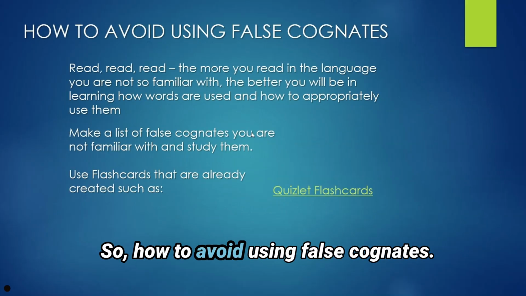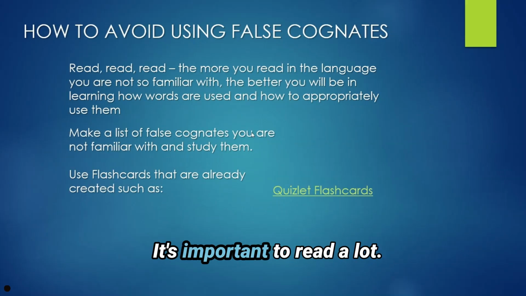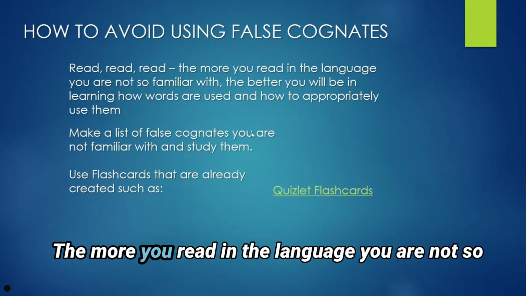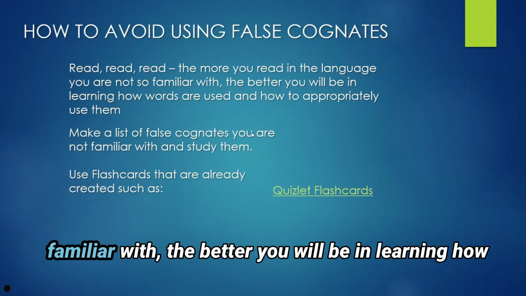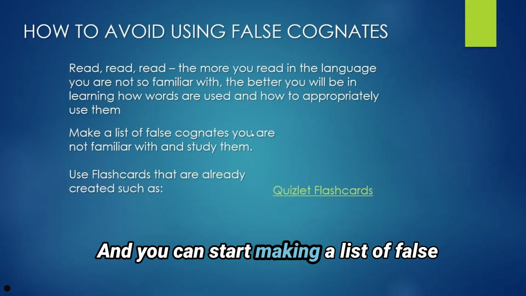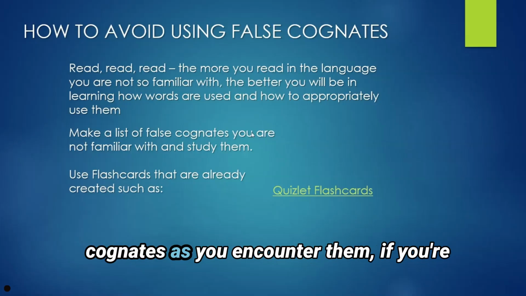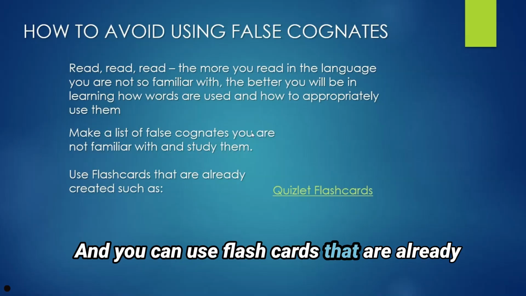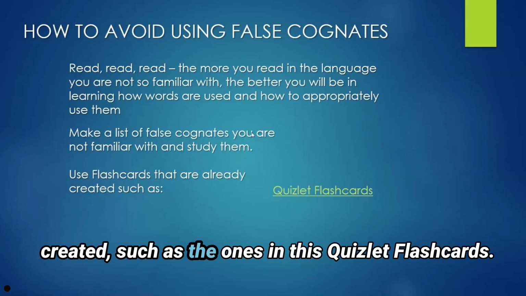So how to avoid using false cognates? It's important to read a lot. Just read as much as you can. The more you read in the language you are not so familiar with, the better you will be in learning how words are used and how to appropriately use them. And you can start making a list of false cognates as you encounter them if you're not familiar and you want to study them. And you can use flashcards that are already created, such as the ones in this Quizlet.